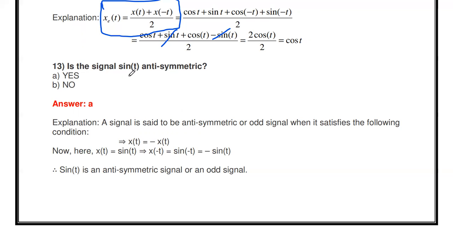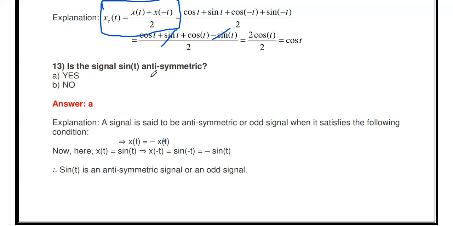So we can check whether it is correct or not. Okay. So in order to check that the signal is antisymmetric, what does antisymmetric mean? Odd signal. The other name of odd signal is antisymmetric. So you see, a signal is said to be antisymmetric or odd when it satisfies the condition x of t equals minus x of minus t. Okay. Minus x of minus t.